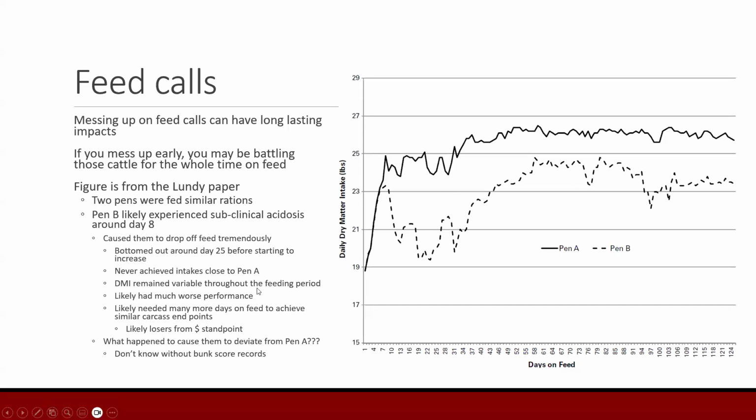So also you can look at the difference between the amount of feed these two pens consumed. Which one do you think performed better? Should be pretty obvious. Pen A ate a lot more feed. Chances are they had better average daily gain. Chances are pen B is a loser, right? Probably lost some money for these people, especially relative to their opportunity cost, which was presumably pen A.